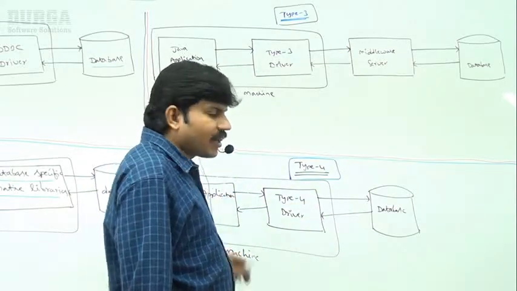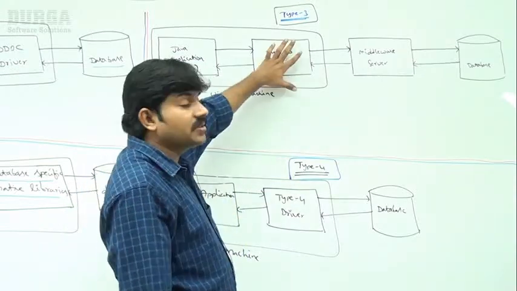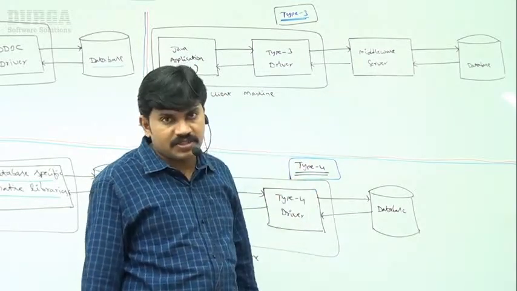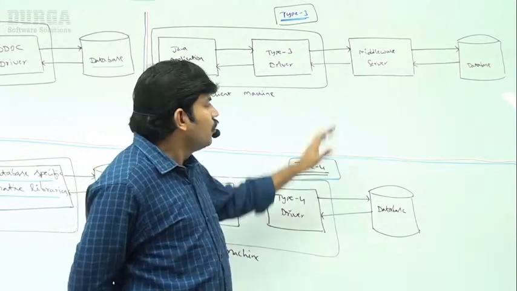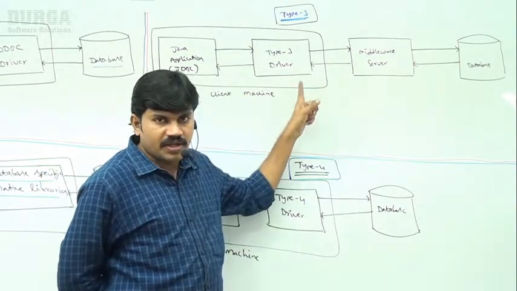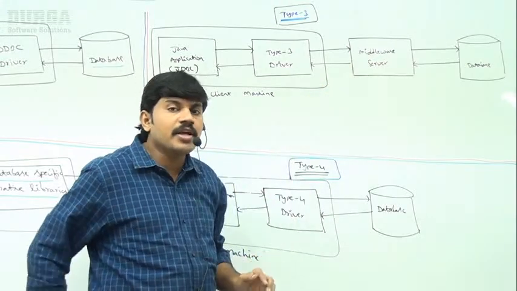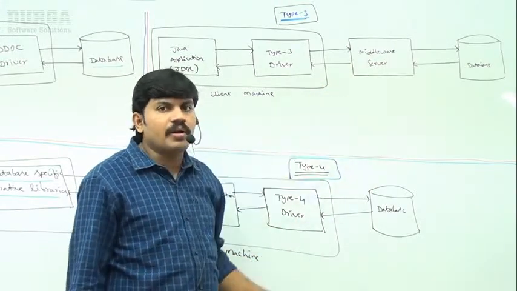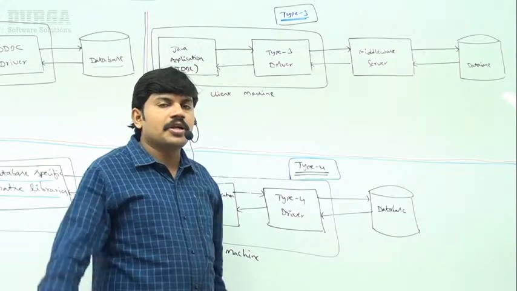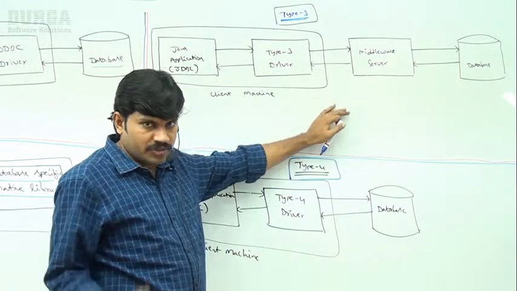Out of all four drivers, the only driver which is database independent and platform independent is this driver. That's why it is highly recommended for our applications. Even some minor limitations are there. Only two limitations: one is performance is low because two-level conversions are required. The second problem is we need to buy a middleware server. That's why the cost of this driver is high compared with the others. But ignoring these two limitations, the advantages are database independence and platform independence. That's why this driver is highly recommended. Clear for all of you?